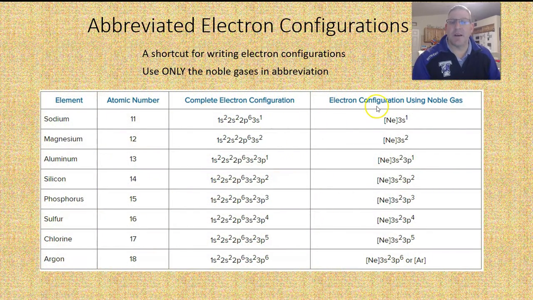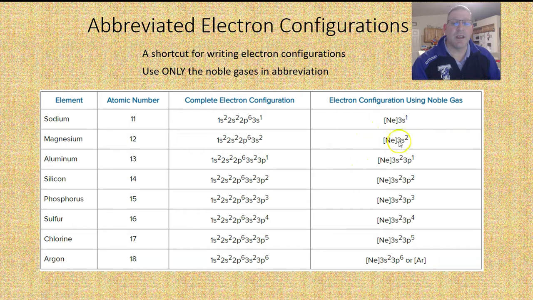Here is an example of a shortcut in writing these electron configurations, because they do get quite long with the larger atoms. Notice, with this electron configuration, we will use the previous noble gas. And so the previous noble gas for sodium will be neon. Neon has atomic number 10, and sodium is atomic number 11. So instead of writing the long form, we put neon in brackets and follow with whatever comes after neon, which will give us the sodium.